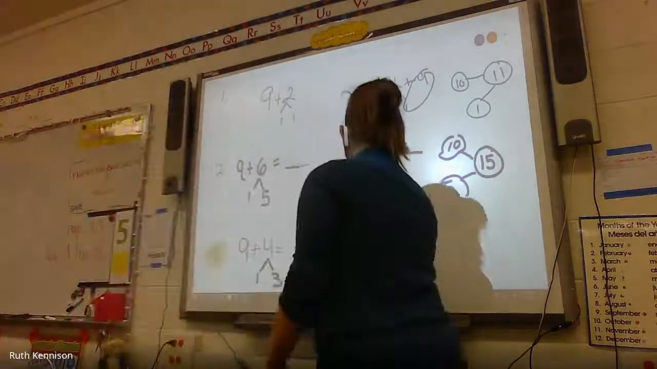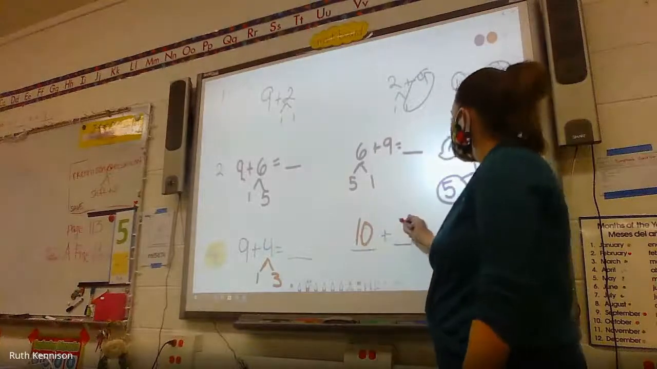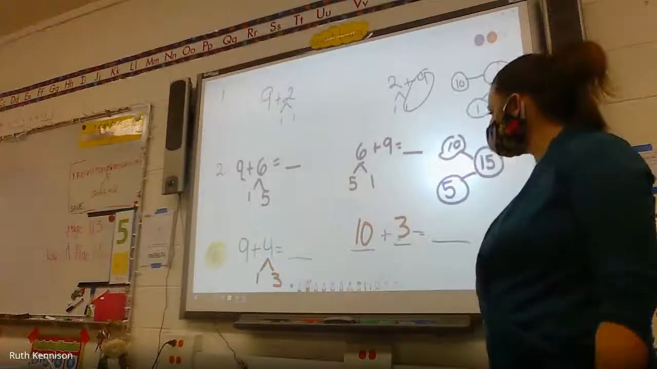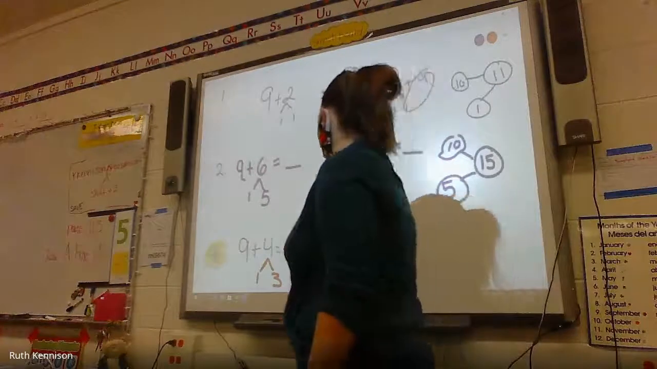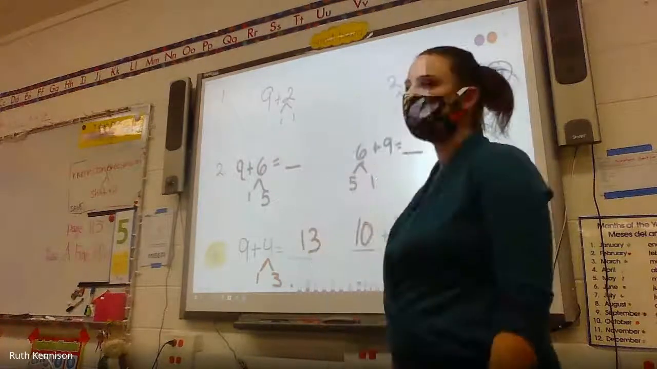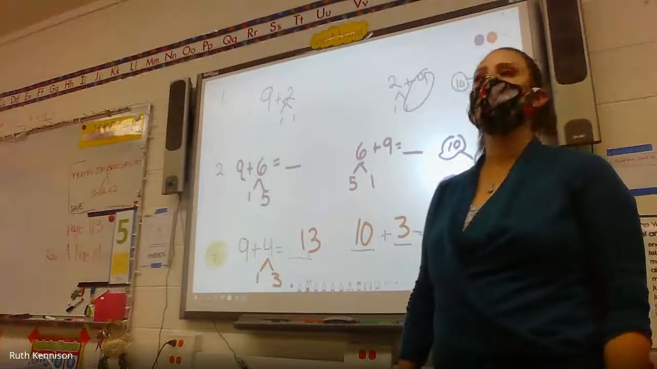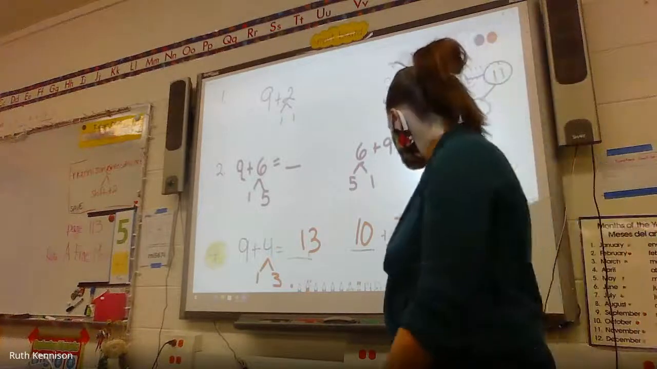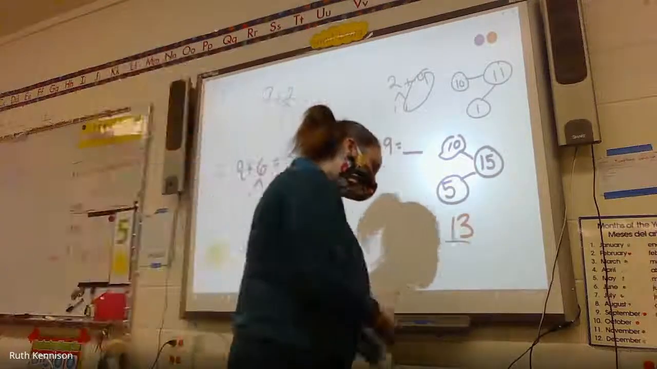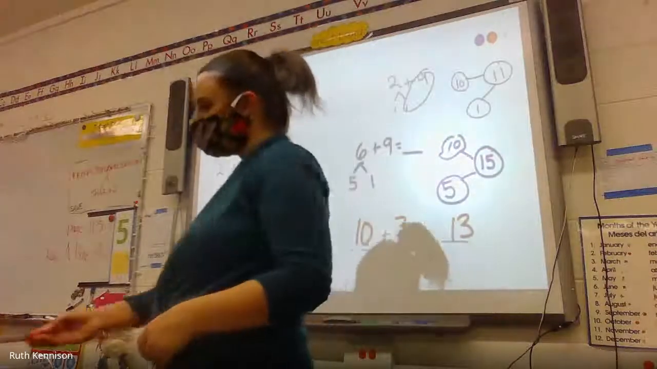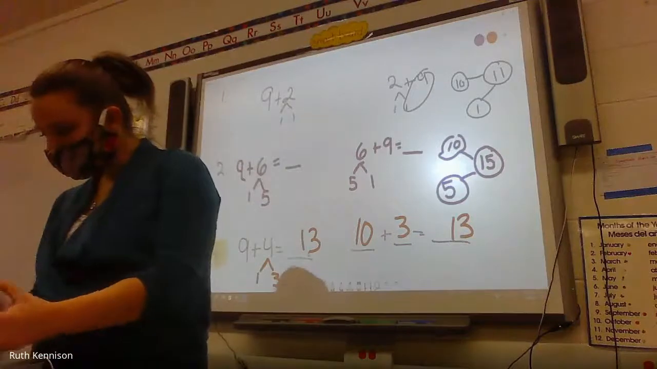You made your 10. You put that over here. 10 plus, what was your other number? 3. Very good. 10 plus 3 equals what, Miss Elizabeth? 13. Excellent. So you also write your 13 there. You did number 4. Does it look hard and scary? No, not if you know how many make 10, which everybody should know. So it should not be scary. You guys should know that.